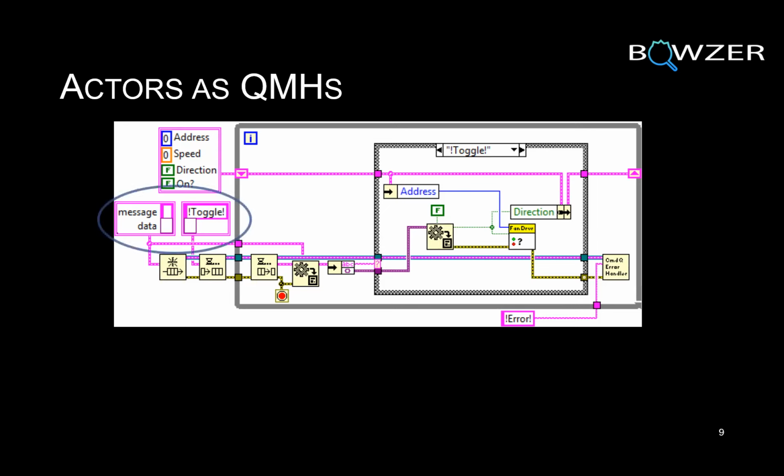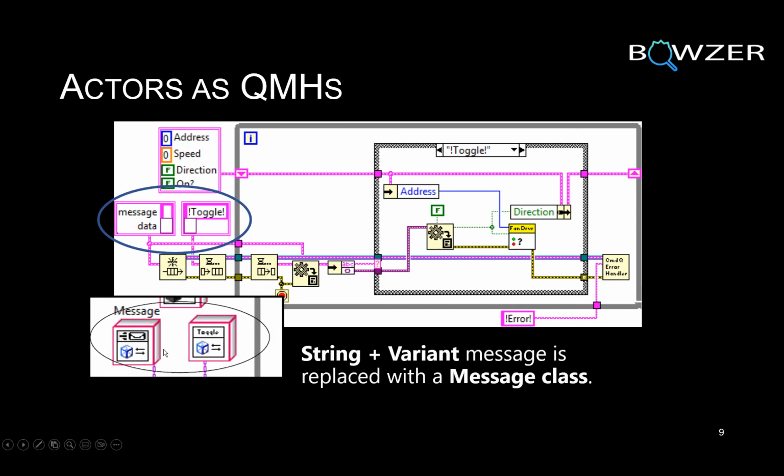Sorry for those of you who are already familiar with actors. I know this might be a little boring, but we're going to try to blaze through it. You start with a message string invariant, and that becomes a class. If you're not super familiar with classes, just think of it as a super cluster that is more contained and lets you apply specific VIs onto that class and only that class.